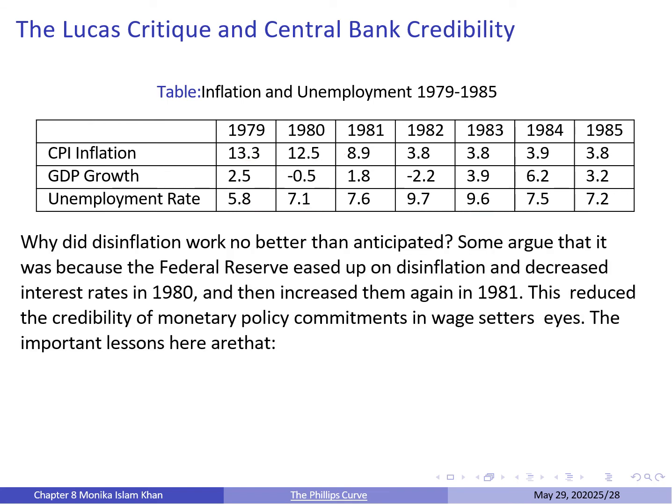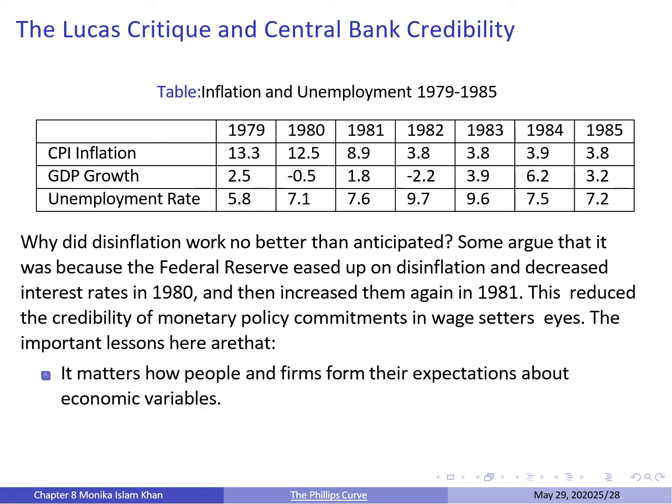So why did disinflation work no better than anticipated? Some argue that it was because the Federal Reserve eased up on disinflation and decreased interest rates in 1980, and then increased them back up in 1981. This reduced the credibility of monetary policy commitments in the wage setters' eyes. However, this situation teaches us some important lessons. First, how people and firms form their expectations about economic variables does really matter for how that policy turns out to be.